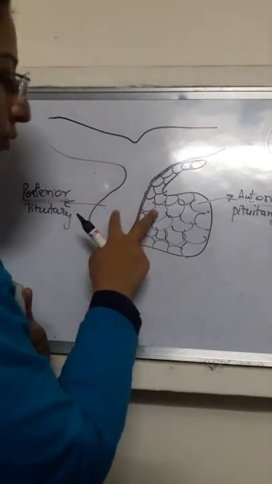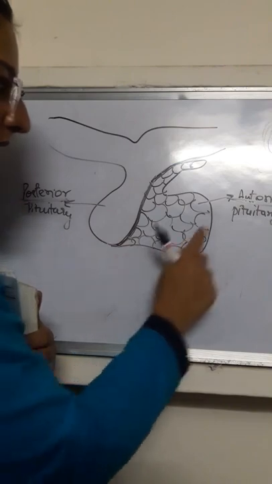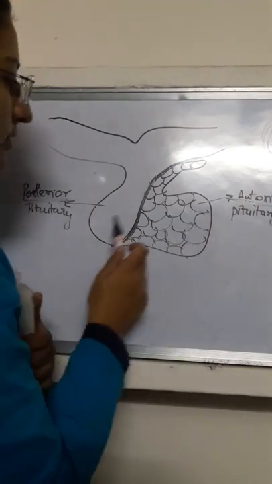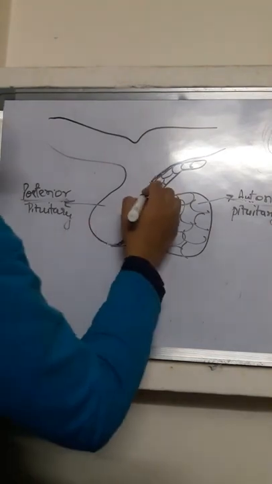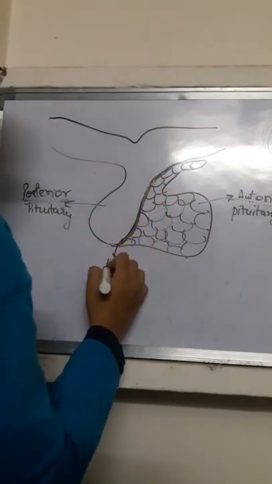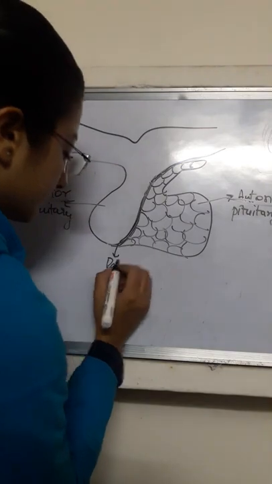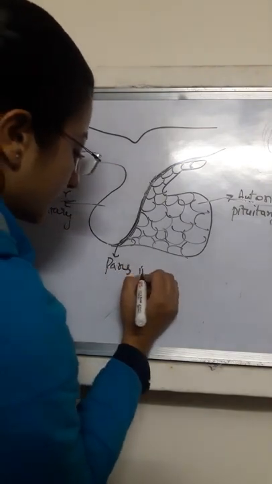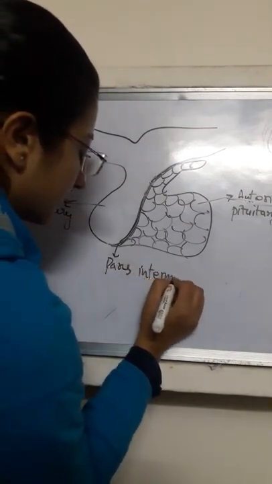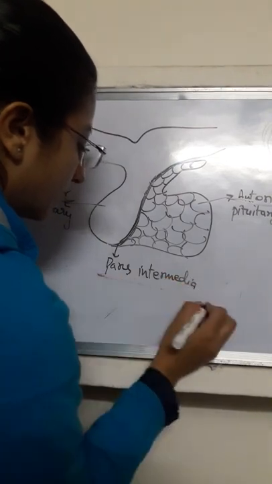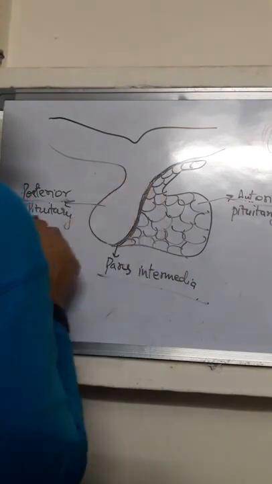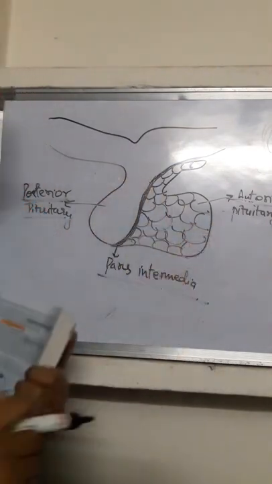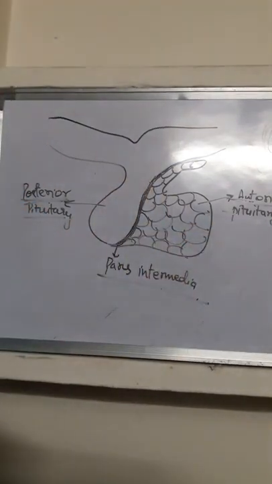These are the two parts of the pituitary gland, the anterior pituitary and the posterior pituitary. In between there is pars intermedia. Pars intermedia is the intermediate portion in between the posterior and the anterior pituitary.